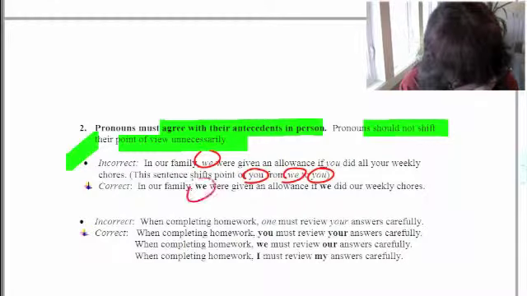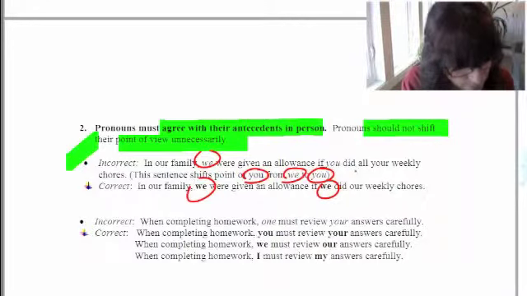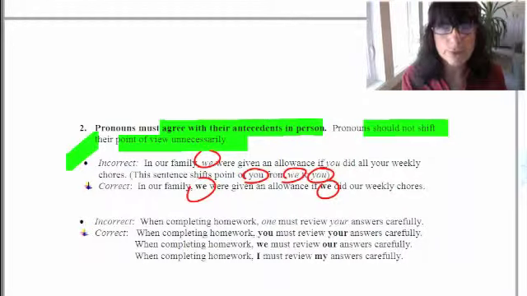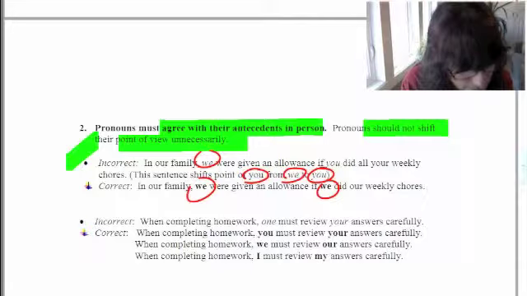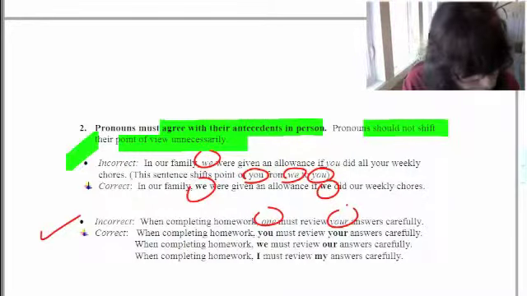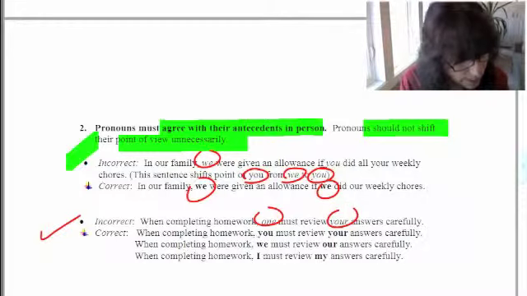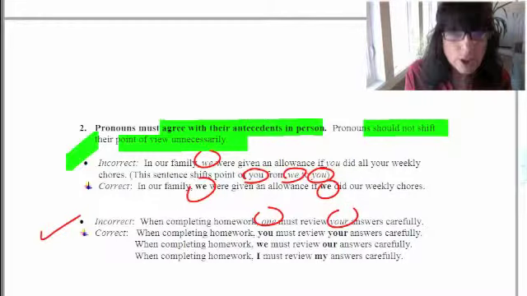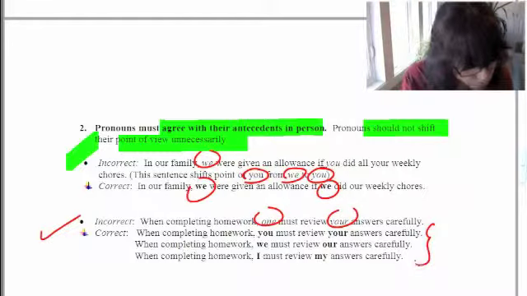So in our family, we were given an allowance if we did our weekly chores. You can't start with we and then shift to you. The pronouns must stay the same. The pronouns have to agree with their antecedents in person. Another example, the first one here is incorrect. When completing homework, one, which is singular, must review your answers. You can't shift from one to your. So you are changing your point of view.